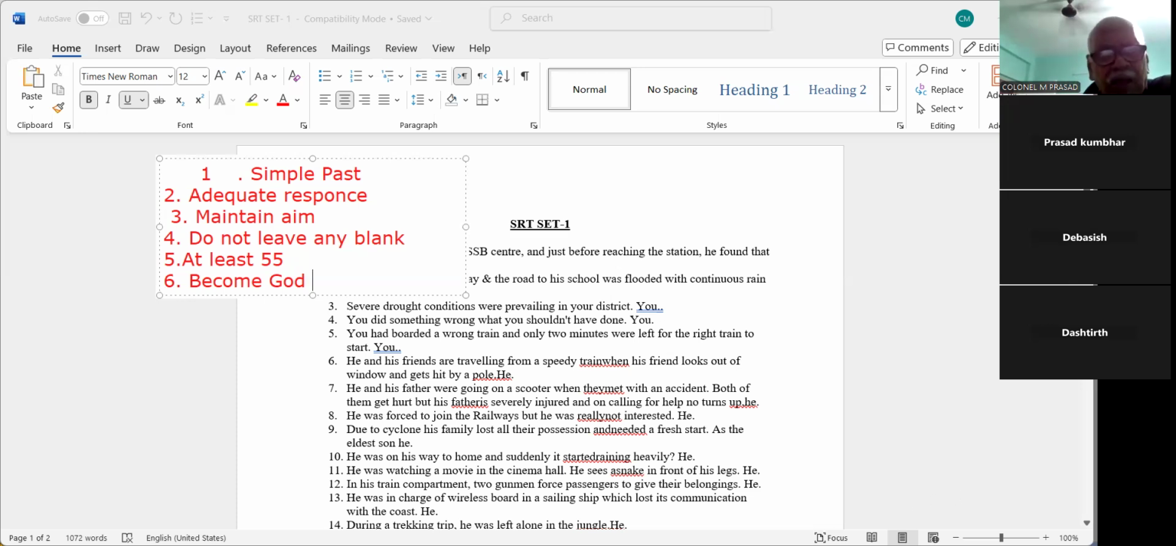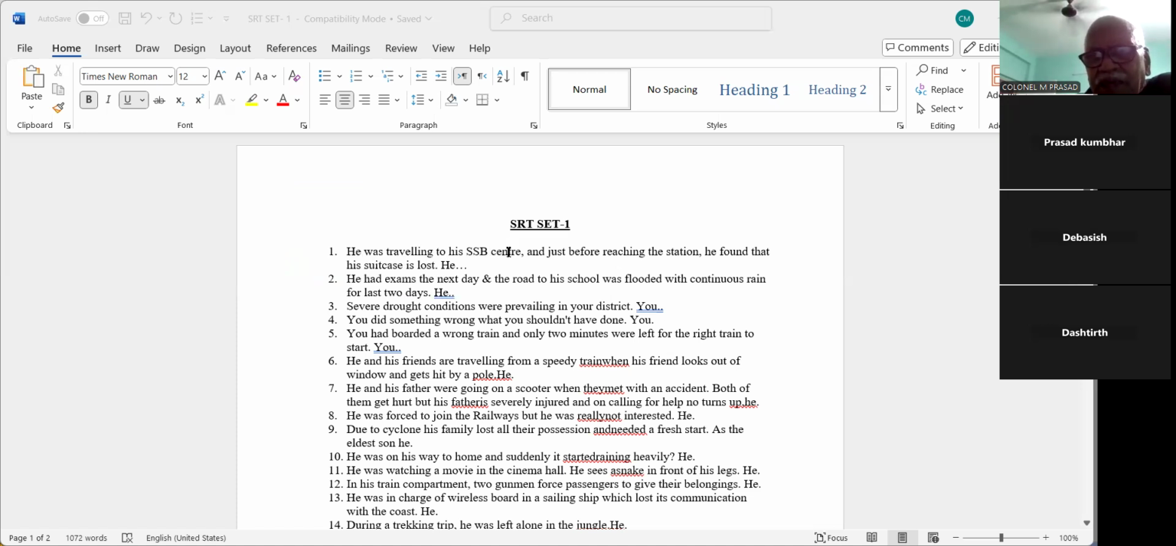Okay. Now, we'll take one response which has been given by Satyam. Look at this. The first situation is he was traveling to his SSB center, and just before reaching the station, he found that his suitcase is lost. Okay. Who will tell me how you react to that? What is the answer?